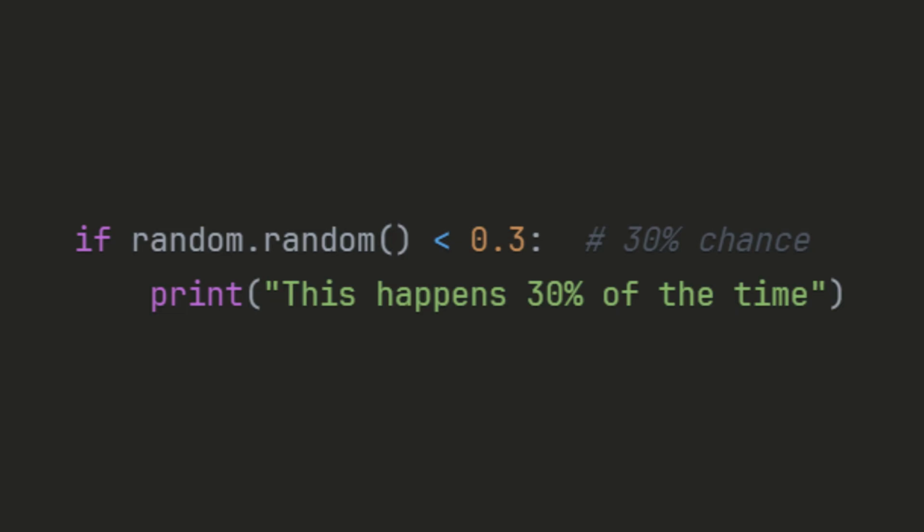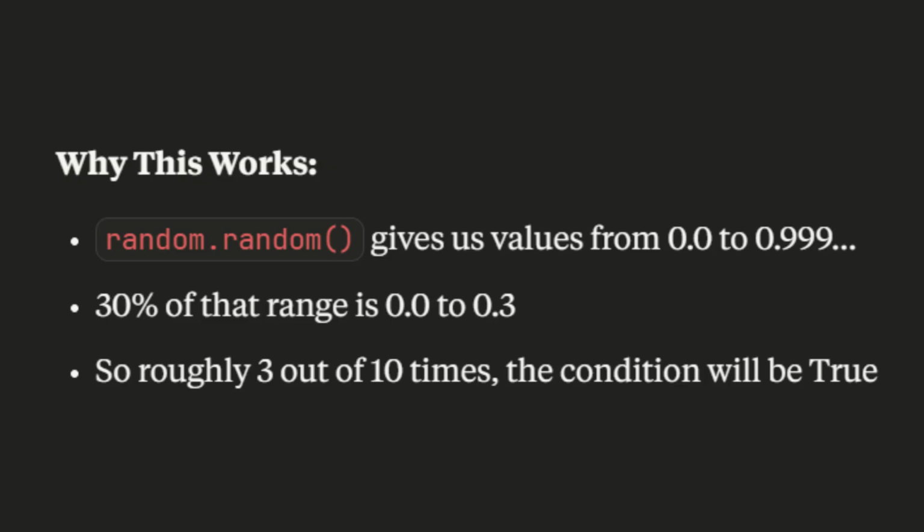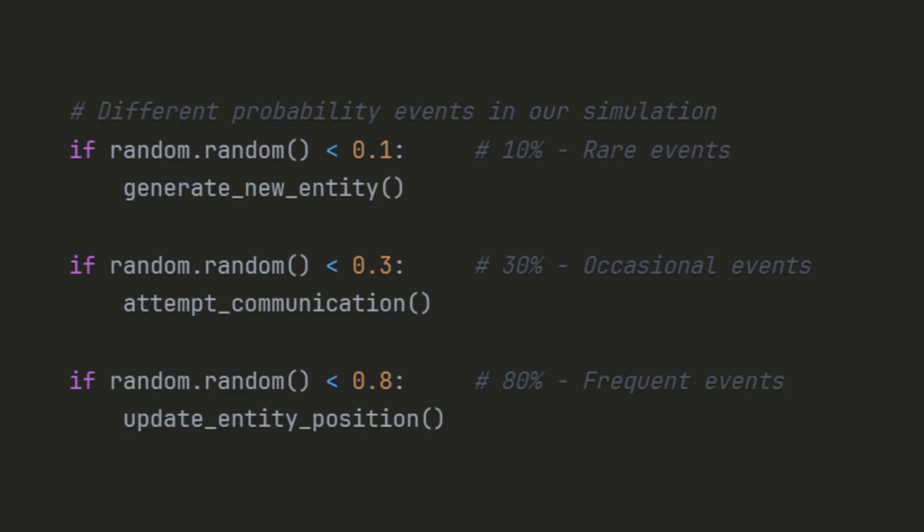The random.random() function generates a random decimal number between 0.0 and 1.0. When we compare it to 0.1, we're creating a 10% probability threshold. The probability works like this. random.random() might generate 0.05. Since 0.05 is less than 0.1, the condition is true, velocity changes.